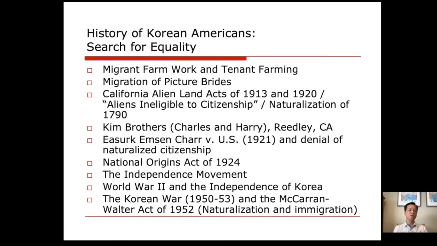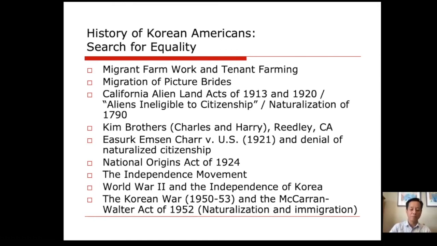The United States is fighting for values of democracy and justice and equality in the world. It was seen as hypocritical to exclude Koreans and Japanese from naturalization and immigration. And so with the McCarran-Walter Act of 1952, Koreans are no longer under this restriction from becoming a citizen of this country, with all the attending kind of discrimination that followed that status, right, including ability to own land and so on.